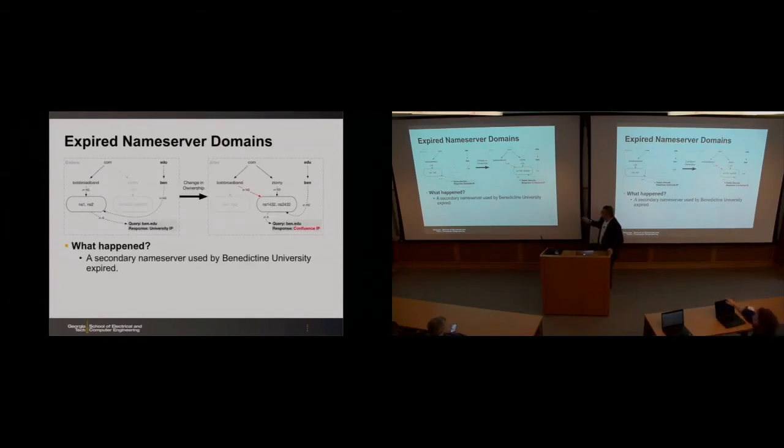Benedict University actually had one of their secondary name servers expire at that point, and it was registered by an SEO company. This means that the SEO company had access to the entire zone of Benedict University. Why is this bad? Well, they can see all the domain names, they can see all the emails, and they can control and inject new domain names under that zone without pretty much anybody else needing to know.